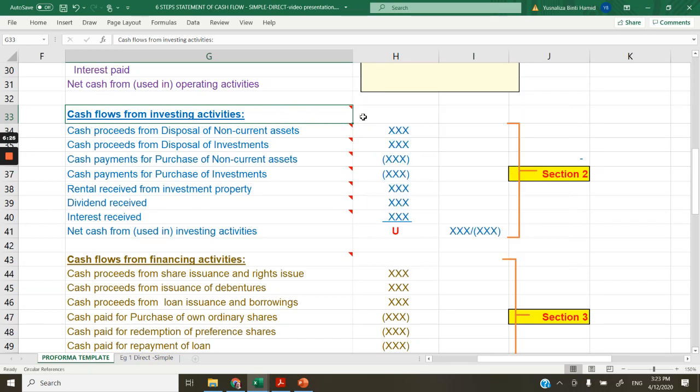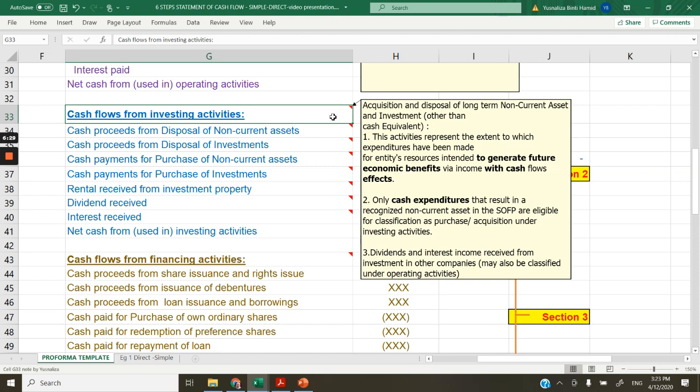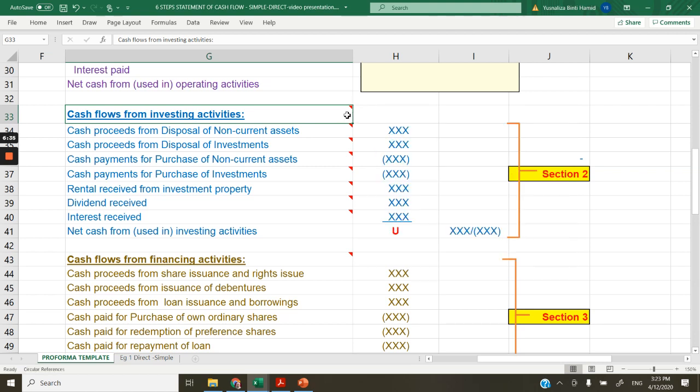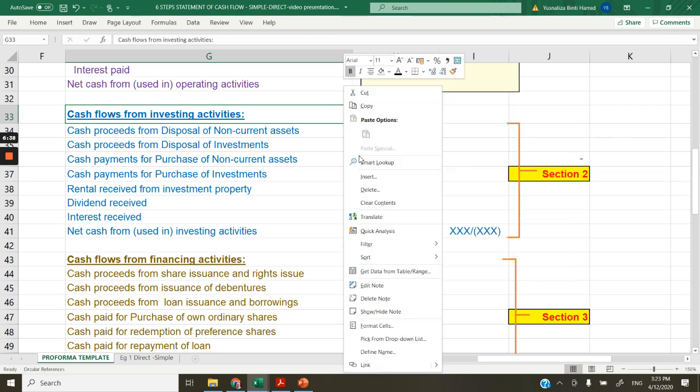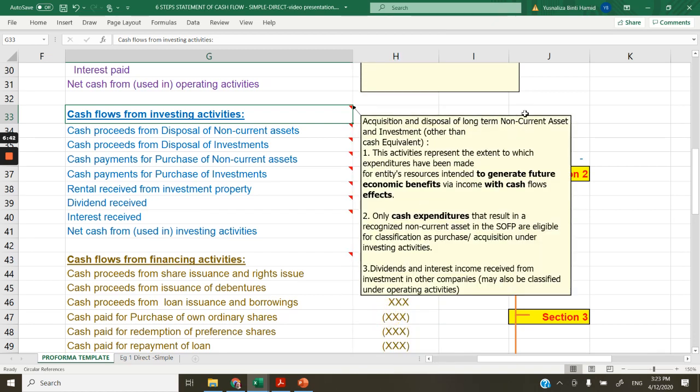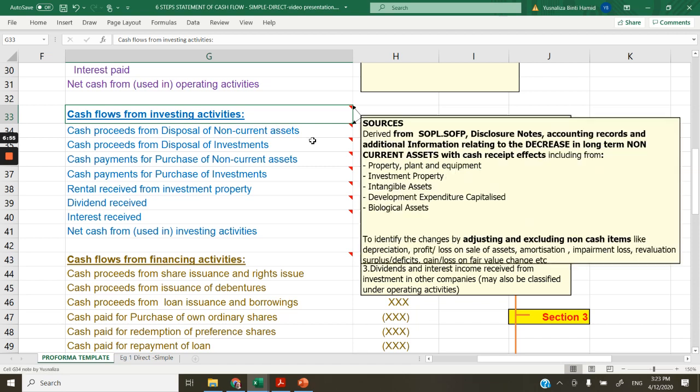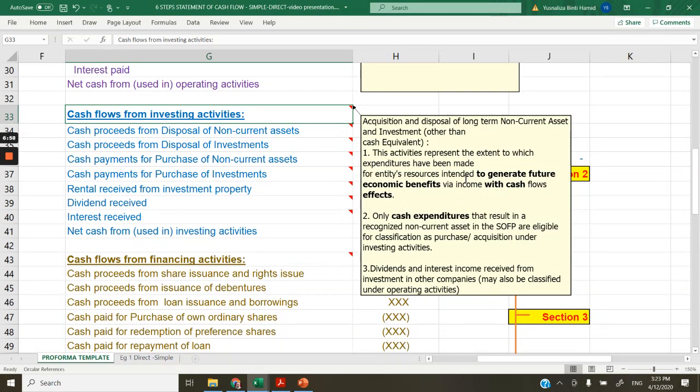What are cash flow from investing activities? From the standards, from the lecture that you may have watched and studied, you may notice that this will talk about acquisition and disposal of a long-term non-current asset and long-term investment other than cash equivalent, cash and cash equivalent.